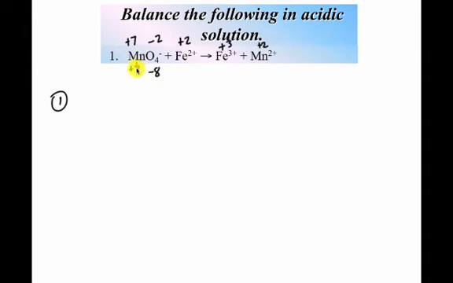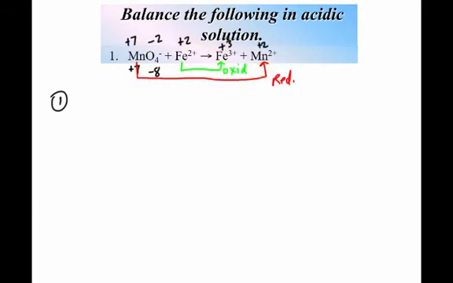Well, the manganese is going from +7 down to +2. So that's going to be my reduction. My oxidation is going to be the iron. Iron is undergoing oxidation. Why? Because its charge is going up. It has to be losing electrons. This has to be gaining electrons.